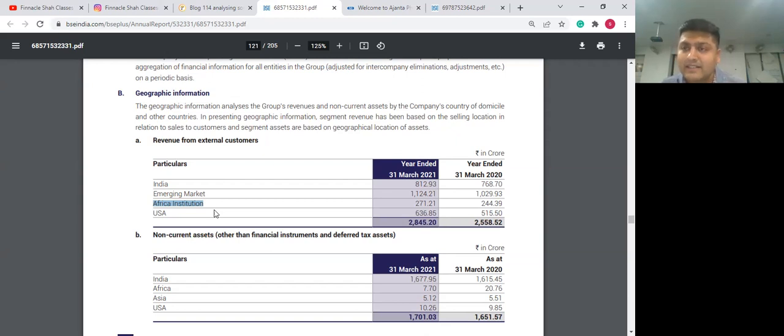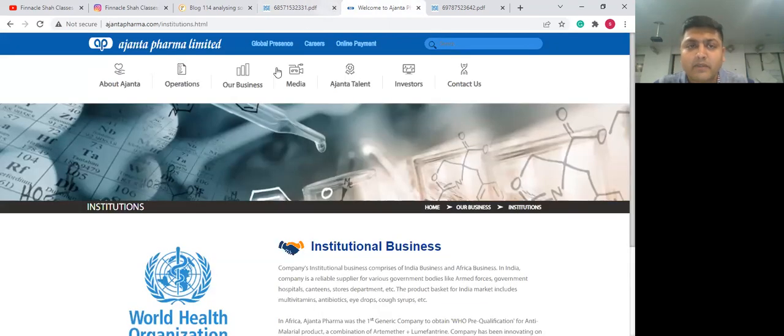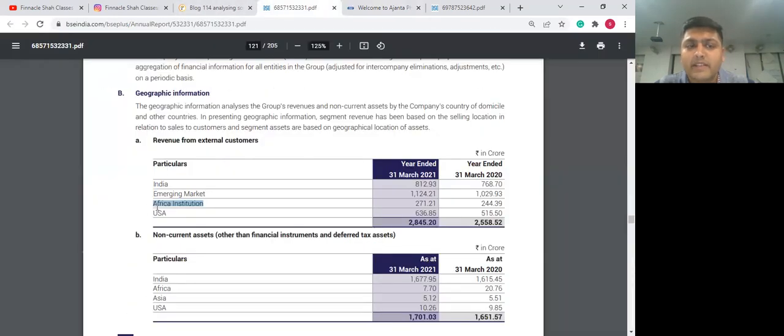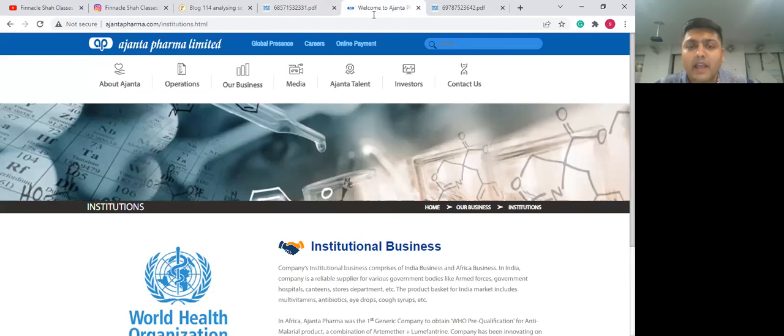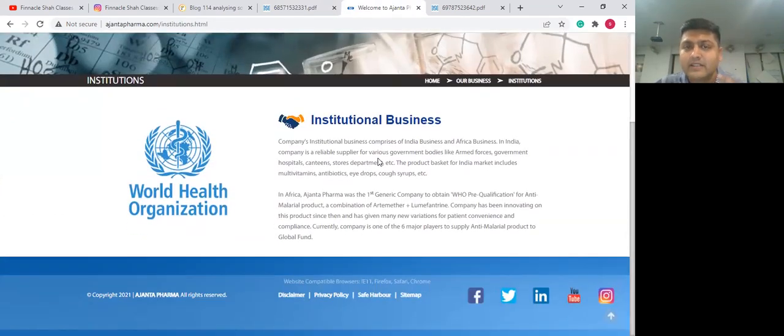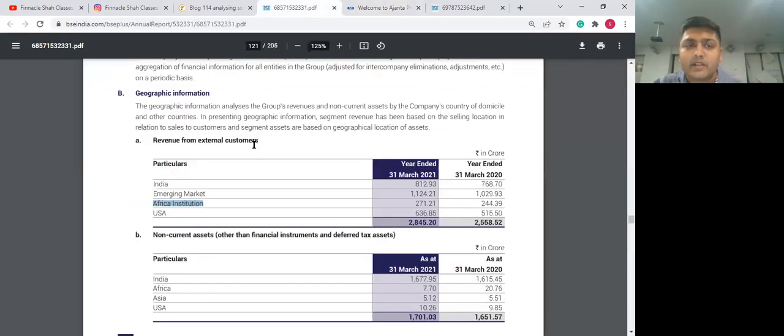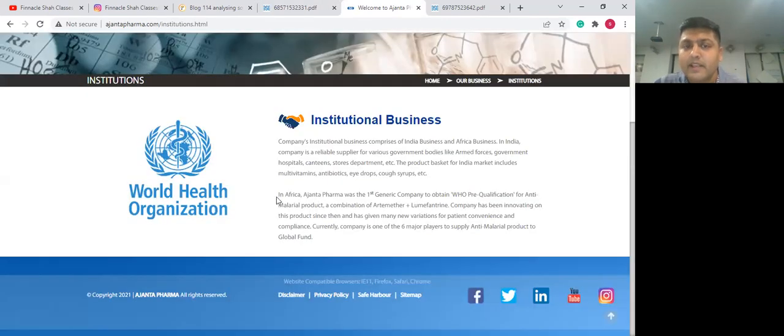So from an analysis standpoint, it is important for you to first understand what those individual geography names indicate, and then accordingly move forward. So when you take a look at Ajanta Pharma's website, in our business section on the institutions part, remember the name of the segment was Africa Institution. Institutional business, based on the company's website, is based out of either India or Africa. And because it explicitly mentions Africa institution, we can safely assume that the India institution would be part of the India subsegment, which you see here. So Africa institution would be this.